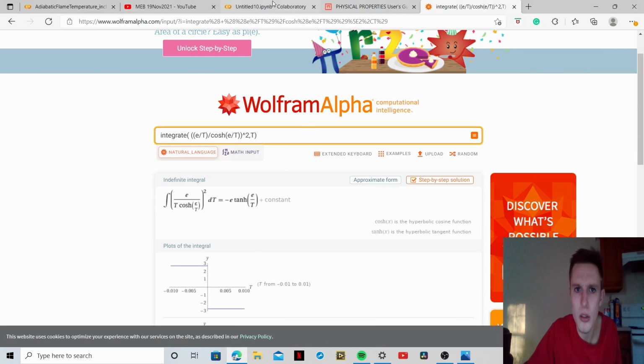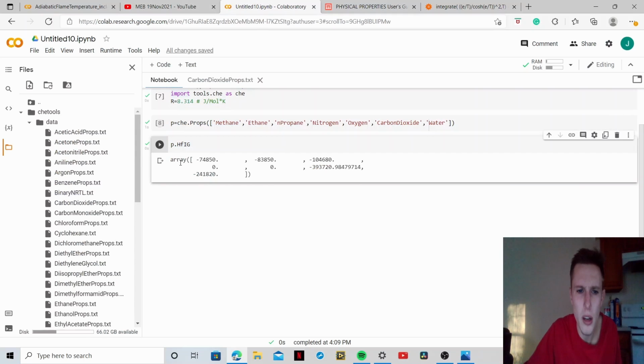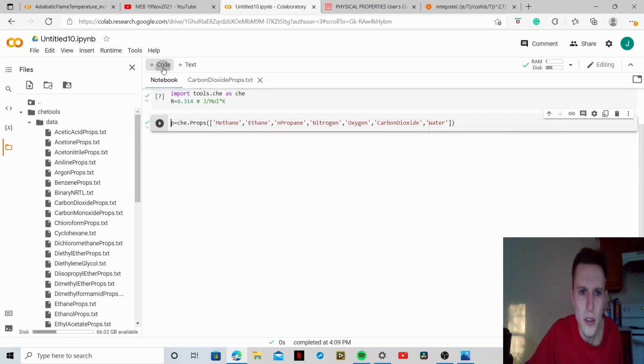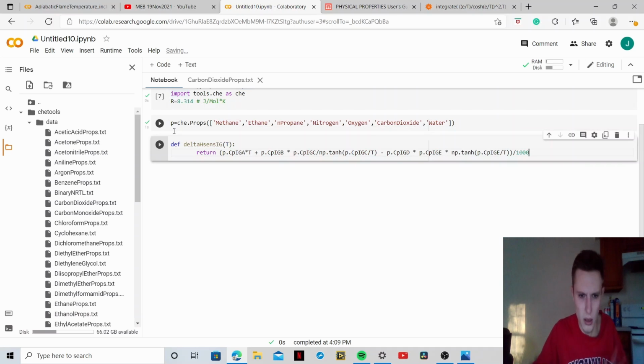So let's go back to our code here. If you notice, I actually already have the code pulled up. So let's go ahead, I already pre-wrote a function that's going to help us solve for this. Let's paste the code. Okay, so this function is going to help us find the change in sensible enthalpy of an ideal gas over a certain temperature.